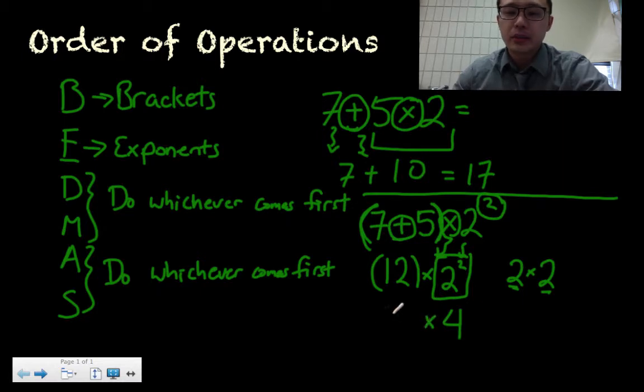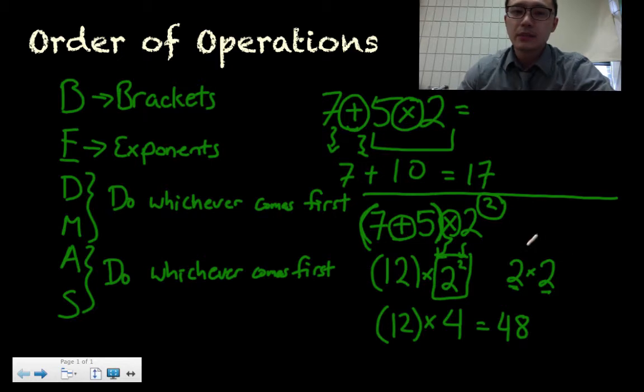I'm going to put my multiplication, I'm going to put my 12 right here. Go down this list again. Brackets? Well, I do, but there's nothing you can do about it. Do you have exponents? Nope. Do you have division? Nope. But you do have multiplication, so you multiply these two, which is 48. And that's really your order of operations.